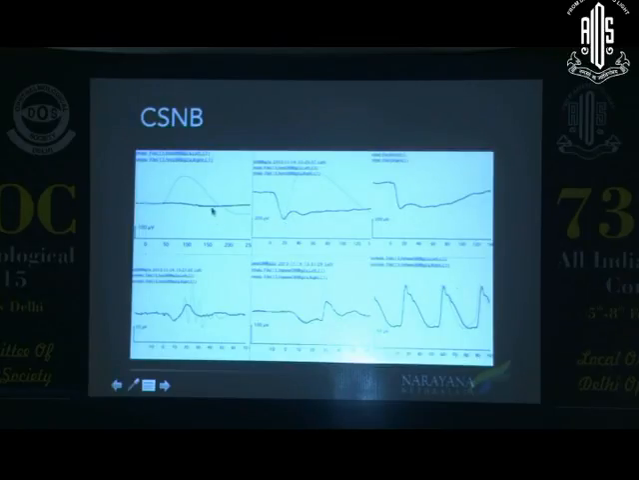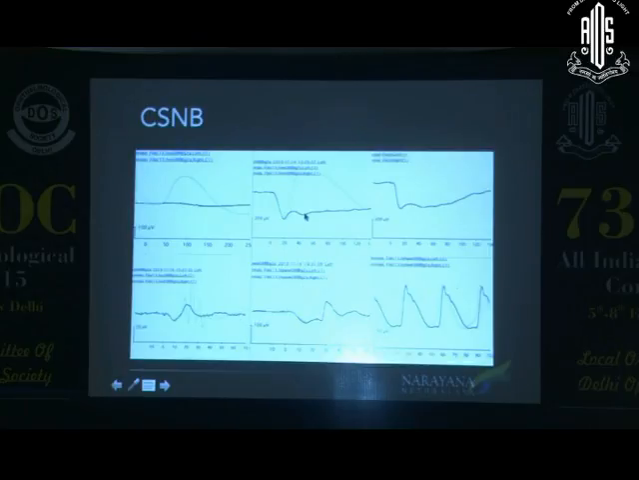But this is just to explain what these 6 plots are. This is when we do it with a dim flash. This is when we do it with a standard flash. This is when we do it with a bright flash, which is either the 10 or the 30 candela per meter squared responses. This is the oscillatory potential, and this is the photopic, and this is the flicker response.